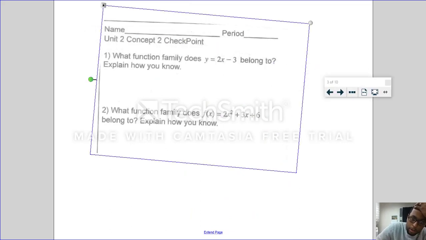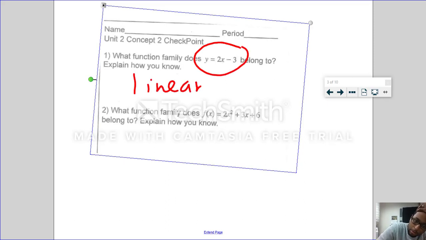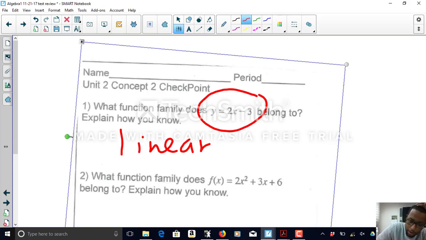Checkpoint 2. What function family does y equals 2x minus 3 belong to? Explain how you know. Now, guys, you have to remember something. We talked about this in the chart. Because it's 2x minus 3, this is a linear function. Okay? This is a linear function. If you're confused, whatever the function is, graph it.